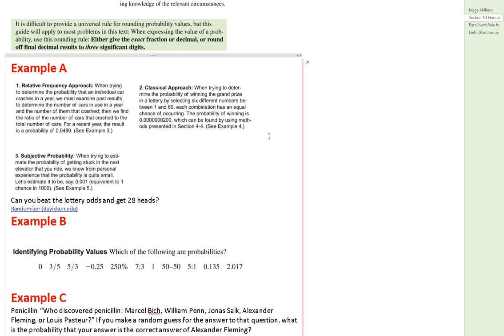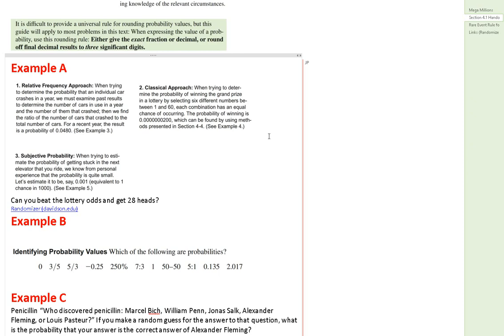Finally, subjective probability: when trying to estimate the probability of getting stuck in the next elevator that you ride in, we know from personal experience that the probability is quite small. Let's say it to be 0.001, about 1 chance in 1,000. Probably even less than that. I've never gotten stuck in an elevator, nor have I known anyone to get stuck in an elevator.